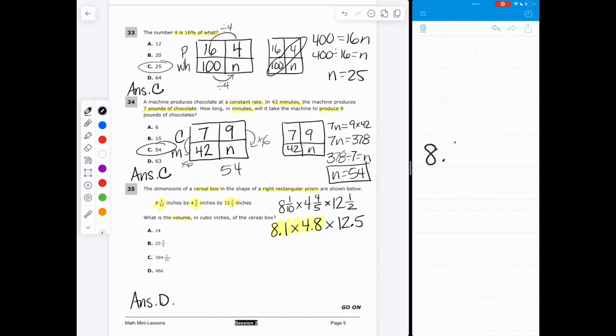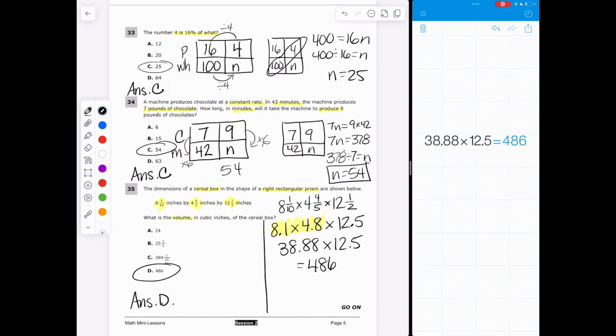So 8.1 times 4.8, or 8 and 1/10 times 4 and 8/10, and I get 38 and 88/100. And now I can multiply. I clear it again because I don't want to have an error. Oops, see, sometimes when I'm writing my numbers on this special calculator, it makes errors. So I get my final product is 486. There's my answer.